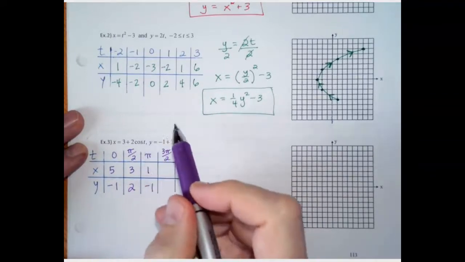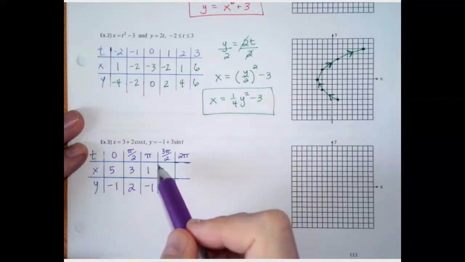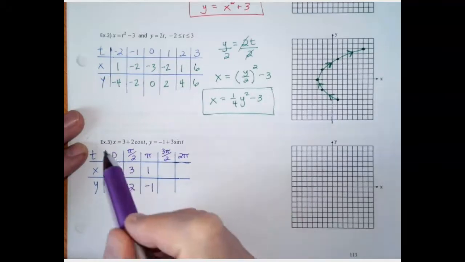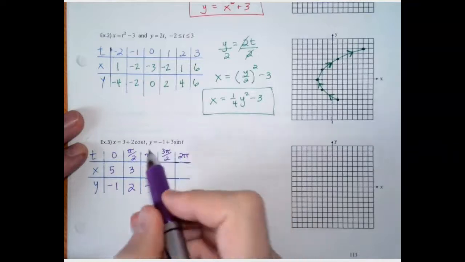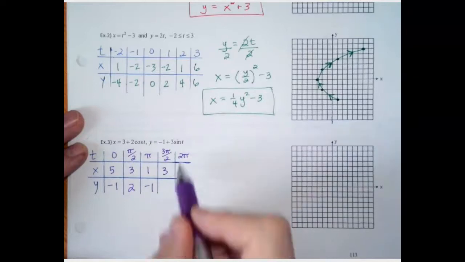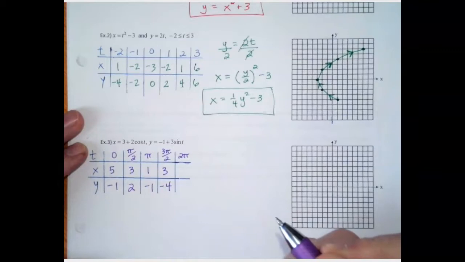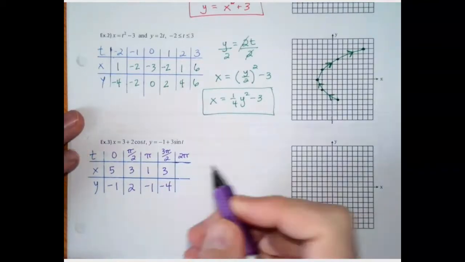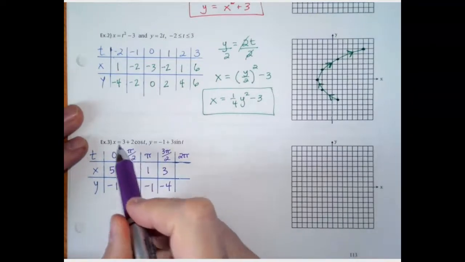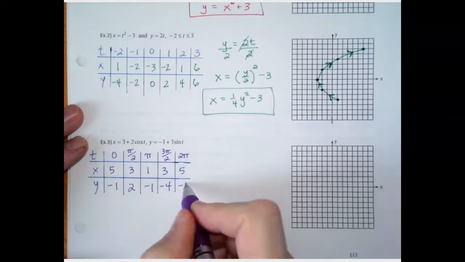270, cosine of 270 is 0, so that's going to be 3. And the sine of 270 is -1, so that's going to be -4. Is there any question on where I'm getting those coordinates? Okay. And so 2 pi, so cosine of 2 pi, we're back to 1, so that's 5, and -1.